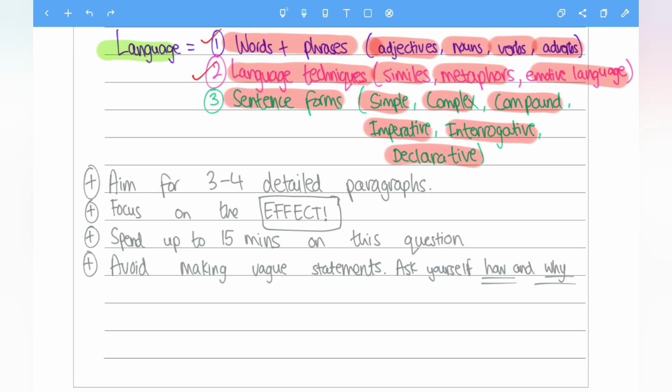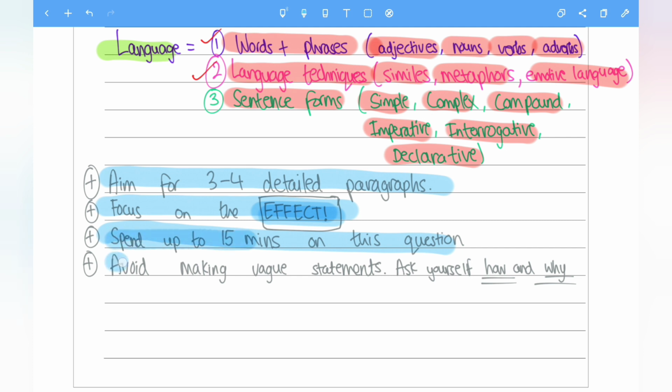And finally, just some top tips for you for question 3 for English language paper 2. Aim for 3 to 4 detailed paragraphs. As mentioned before, focus on the effect. Okay, that should be in your mind. What is the effect? Spend up to 15 minutes on this question. Okay, anything more than that I would be concerned for you. So I would say at most spend 15 minutes on this question.